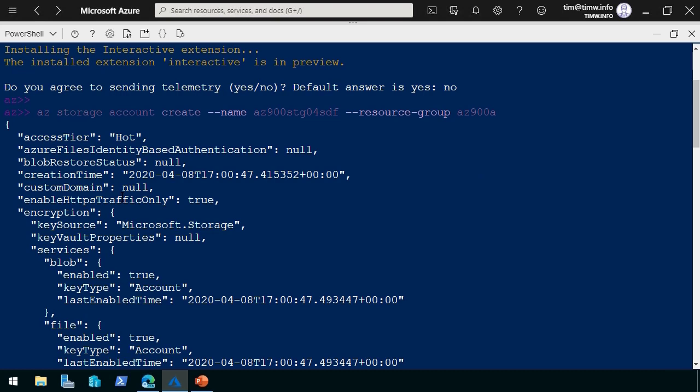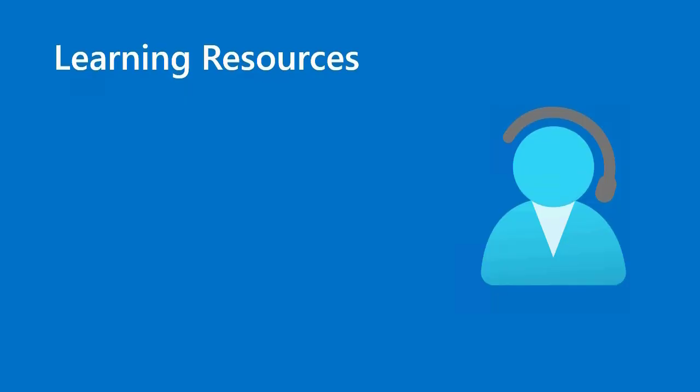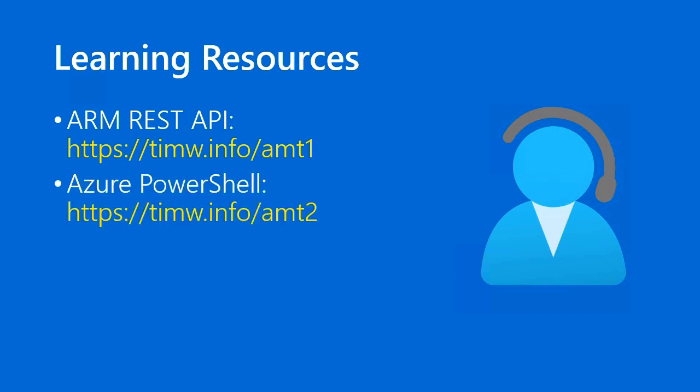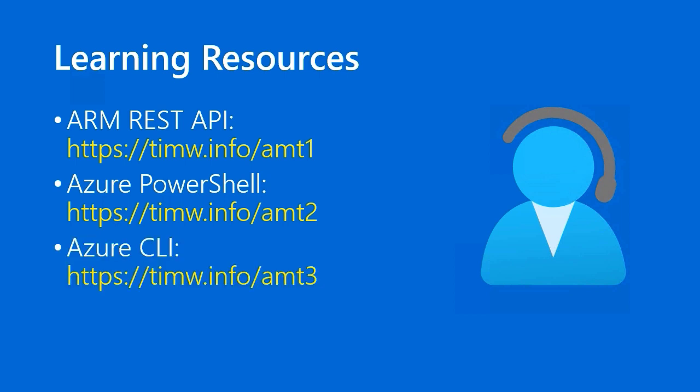And here we can see a bunch of JavaScript Object Notation. If I continue to scroll, I can get past it. This is giving us a full dump of all of the properties of that new storage account resource that we created. Our learning resources start with the ARM REST API. For more details on that, go to timw.info/AMT1. For the docs in Azure PowerShell, go to timw.info/AMT2. And for the Azure CLI docs, you guessed it, AMT3.